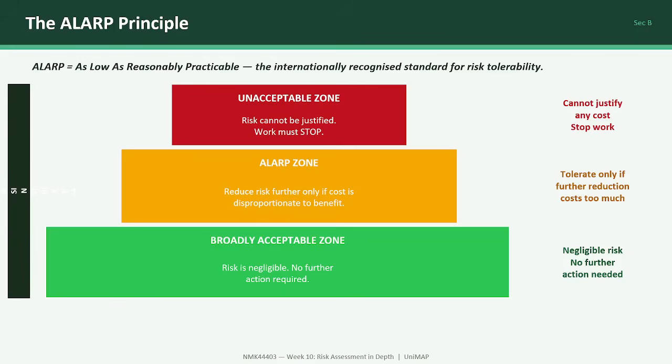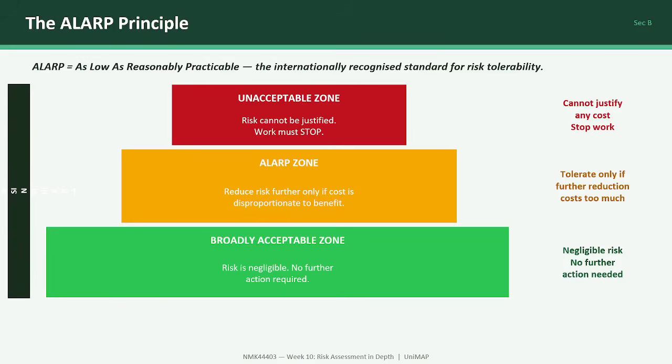ALARP stands for As Low As Reasonably Practicable. It is the internationally recognized standard for deciding when risk is acceptable, and it is referenced in OSHA 1994 through its requirement that employers do what is reasonably practicable to ensure safety. The ALARP model divides risk into 3 zones, shown here as a triangle.